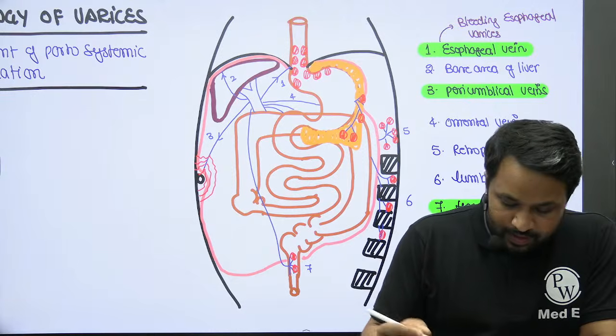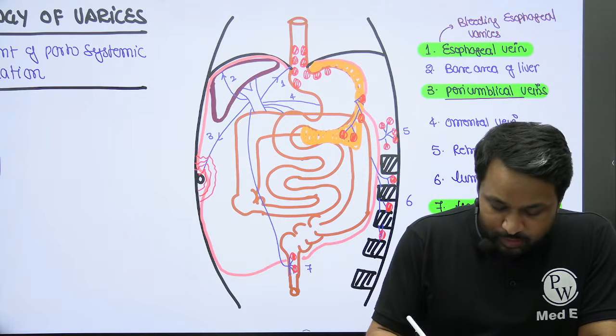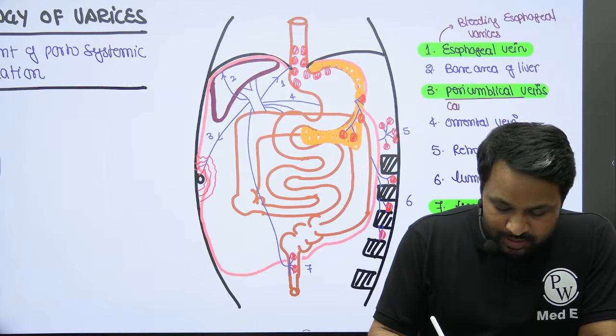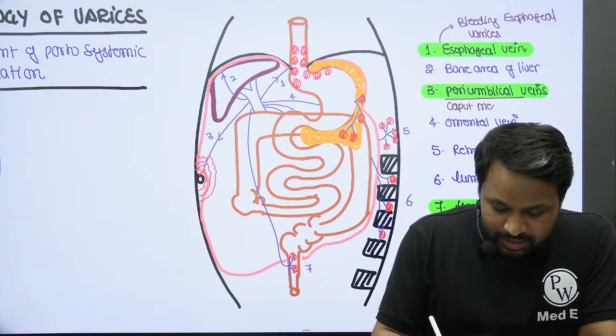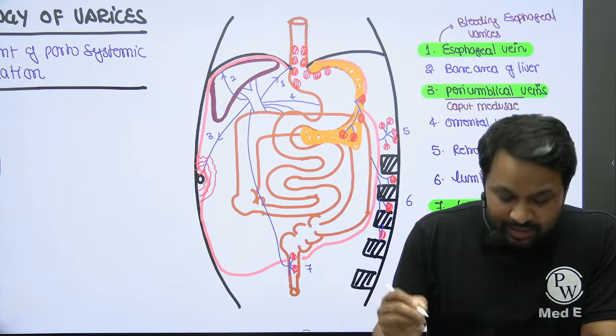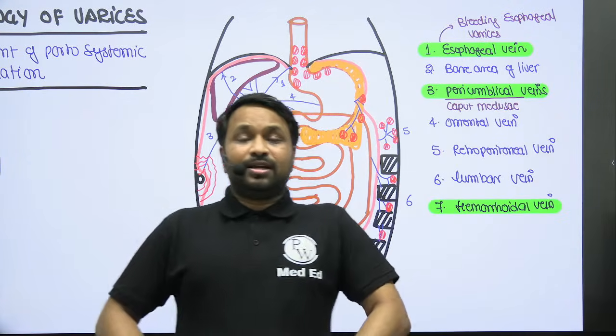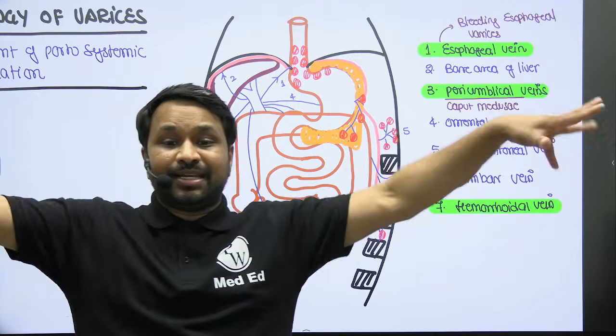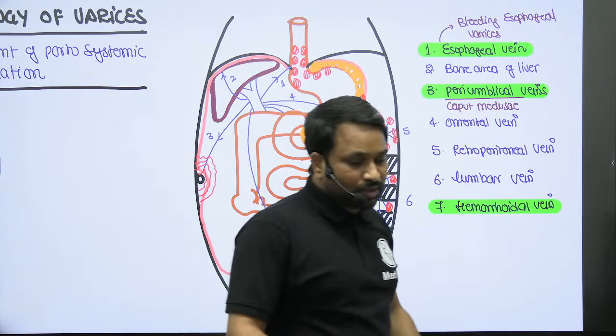Okay? Periumbilical vein will present to you with dilated veins, and this is what we call the caput medusae. The caput medusae is nothing but dilated veins around the umbilicus. So like Medusa's hair, you will see all that is going to present. That is called caput medusae.